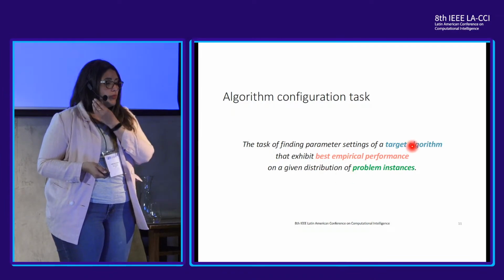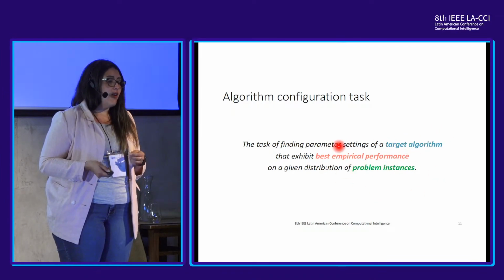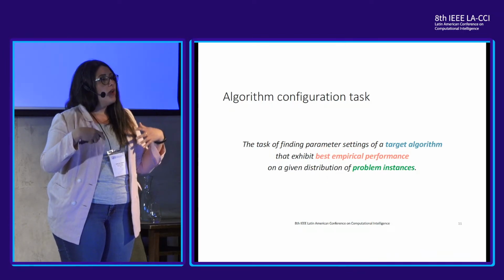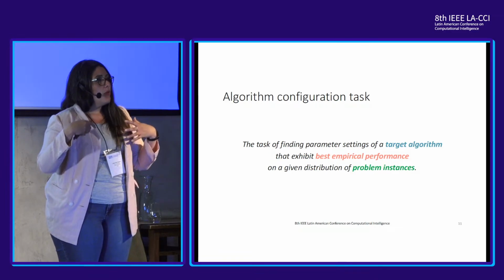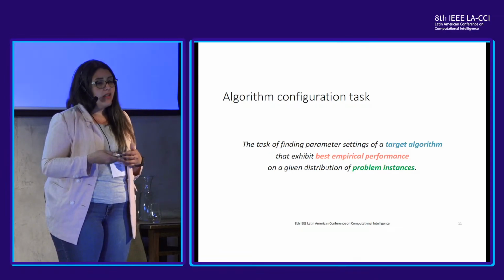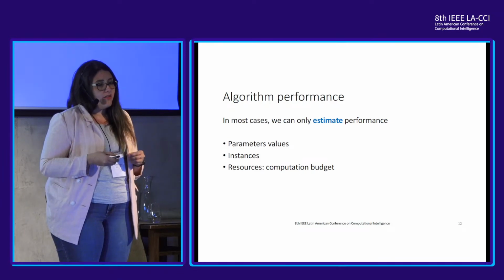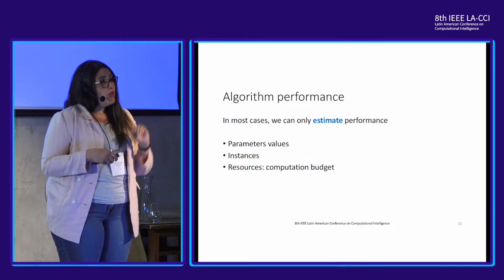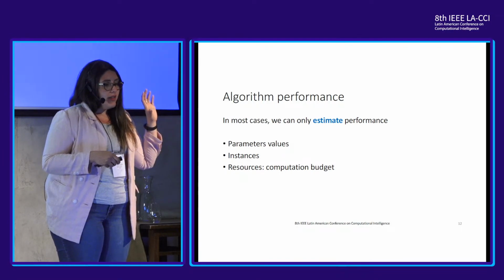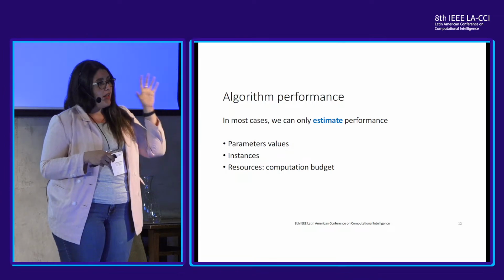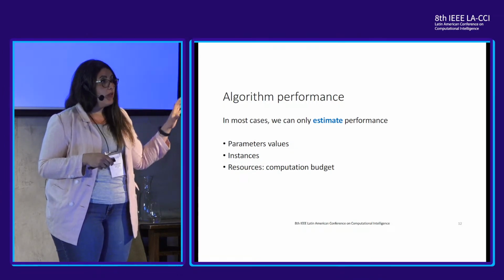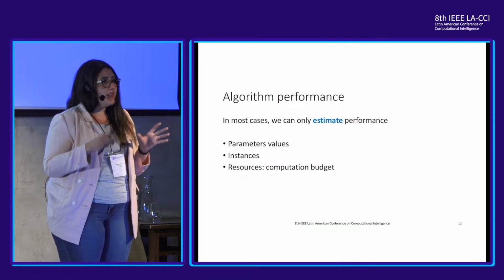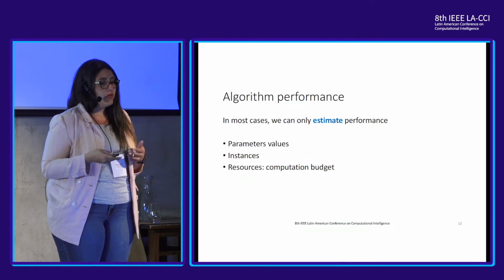It is also important to note that this is on a given distribution of problem instances, right? So we are trying to optimize an algorithm for something that we will see in the future, that is not very well known right now. A new instance. In most cases, this performance can only be estimated. So we have parameter values that have an effect on this performance. We also have instances that change this performance. We have some resources that will define what we can get out of this algorithm.